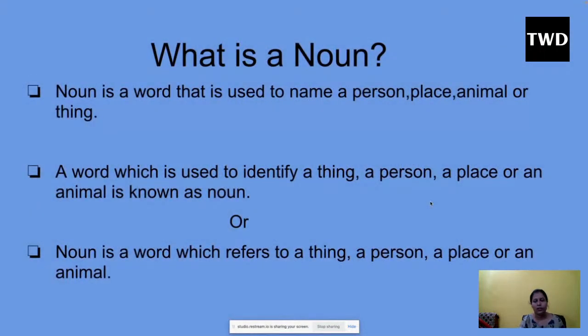So, first thing first is to understand what is noun. We all know that noun is a word that is used to name a person, place, animal, or thing. Or the best definition which we can give is noun is a word which refers to a thing, a person, a place, or an animal. So simple. This is very simple for us to understand.